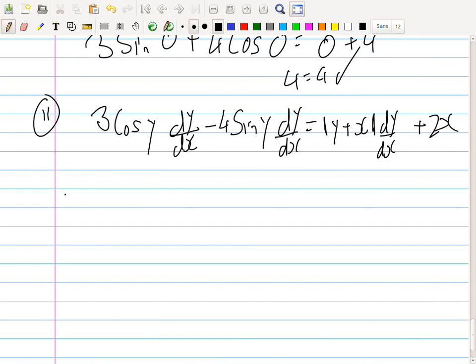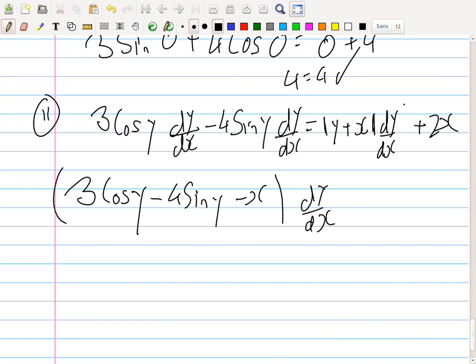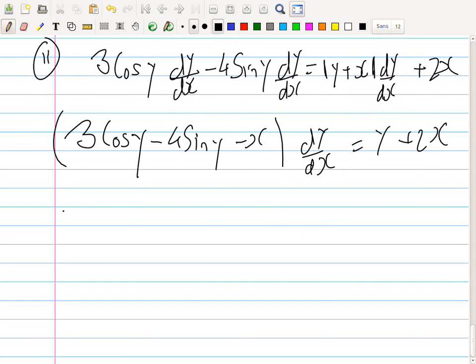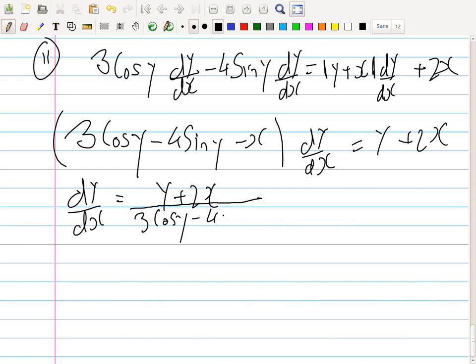So if I group my dy dx's together, I get 3 cos y minus 4 sine y, and then take that to the left, minus x dy dx. And then I'm just left with on the right y plus 2x. So division now, dy dx equals y plus 2x divided by 3 cos y minus 4 sine y minus x.